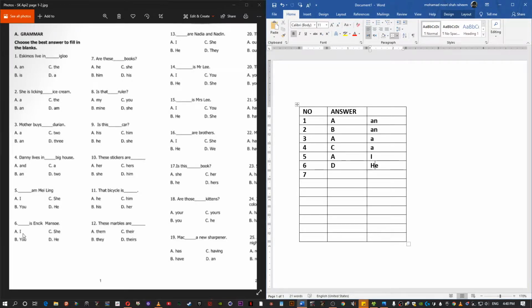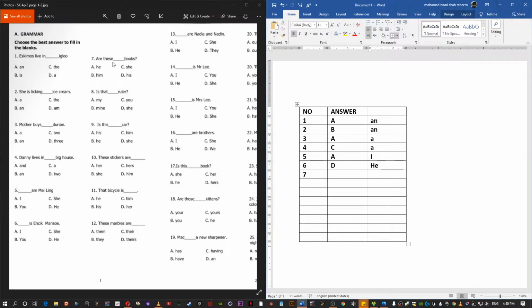Alright. And kenapa bukan I? As I said before, I am, you are. Sebab you dengan I ni special. I kita tak pakai is walaupun dia satu, you pun kita tak pakai is walaupun dia satu. I kita pakai am, you kita pakai are. Walaupun you ni seorang, tapi kita pakai are.